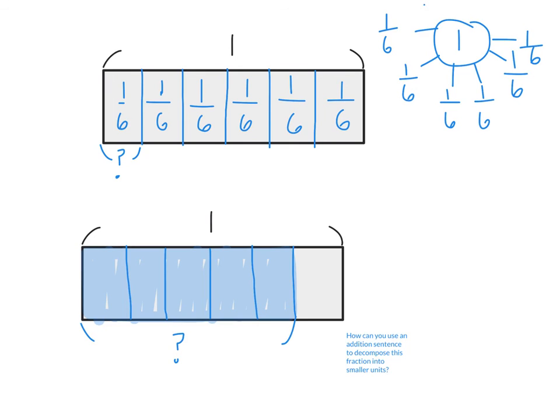Okay, now what happens if we take that and we shade in 5 of those sixths? If I shade this in, then what fraction is represented? What fraction is represented? Swarnima? 5/6. Okay, so instead of the question mark, we could show that that's 5/6. Now, how could I use an addition sentence, that's a number sentence, to decompose the fraction 5/6 into smaller sized units? In your notebook, I want you to write 3 different number sentences that can show how you can decompose 5/6, this new fraction, into smaller sized units. Go.